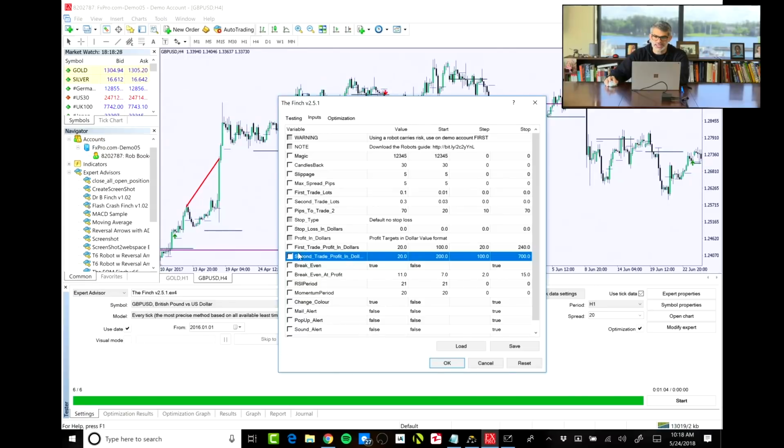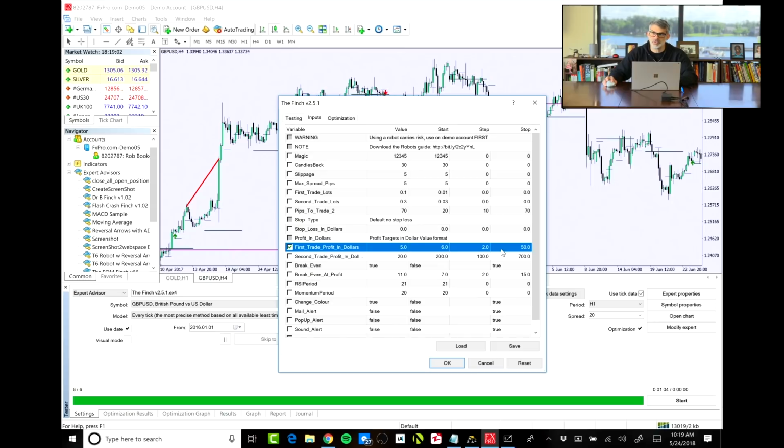Why don't we try to get our drawdown much further reduced? Why don't we try a first trade profit of 10 and go up in increments of 5 and go all the way up to 50. No, let's do a first trade profit target of 5. Let's do that. And let's go in increments of 2. And let's go all the way up, so a first trade profit target of 6 because it's an even number. And then we'll go up all the way to 24.